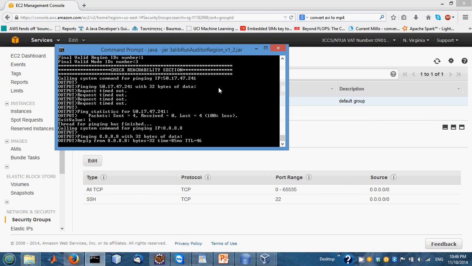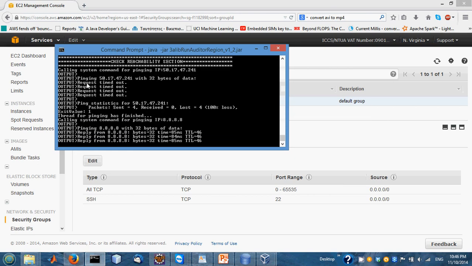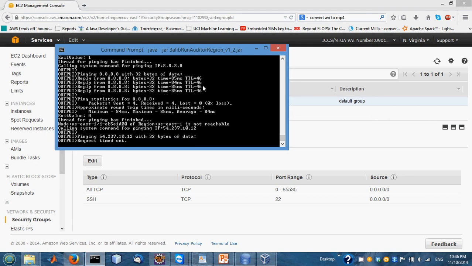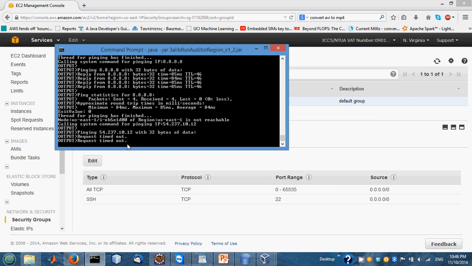And we check the daemon here. We'll see that we get a timeout in the first. Google DNS is reachable, so we have connectivity at the client side. But the second VM also appears to be timing out.